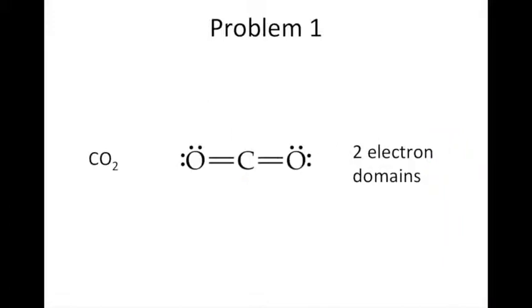Carbon dioxide, let's take a look at it. First thing we draw is the electron dot or Lewis structure. Next, we count the electron domains, again just those around the central atom. Here we have 2 double bonds. If you recall, each double bond counts as 1 electron domain. So carbon dioxide has 2 electron domains around the central atom. We're not worried about lone pairs on the oxygen because that's not our central atom. So 2 electron domains and no lone pairs.